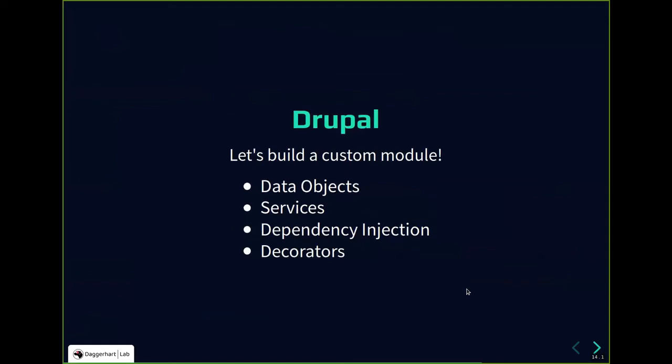So let's build a custom Drupal module. In our custom module, we are going to make data objects. We're going to make services. We're going to use dependency injection. We might even use decorators. I can't recall exactly. But if we don't use decorators in this module, then I will pull up some other example modules I have. We have plenty of examples to look at.